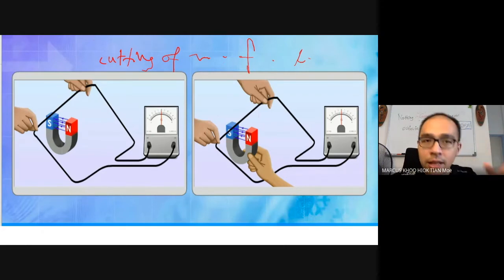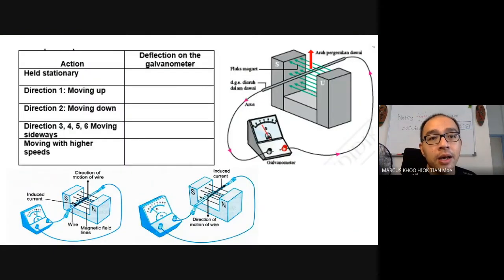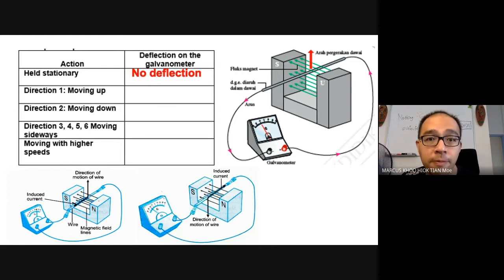Basically, that's it. No cut, no current. No matter what you do, you must cut it. You don't move the wire, but you move the magnet, cut. You don't move the magnet, but you move the wire, cut. You move both the magnet and the wire, obviously they cut, right? Don't need to think about it. But if you move and then you stop, cut for a while only, and then totally no current. So tell me, is there a deflection on the galvanometer if the wire, this copper, is held stationary? Obviously there is no deflection.